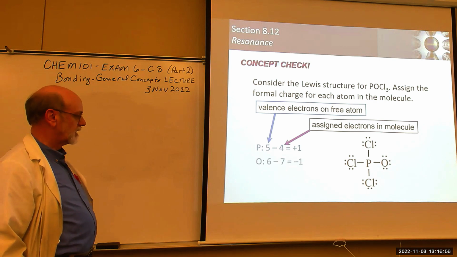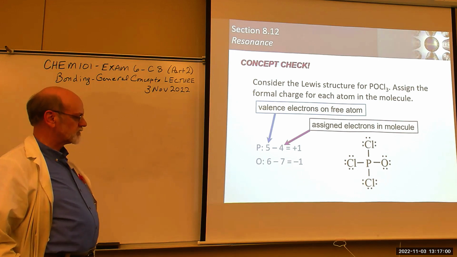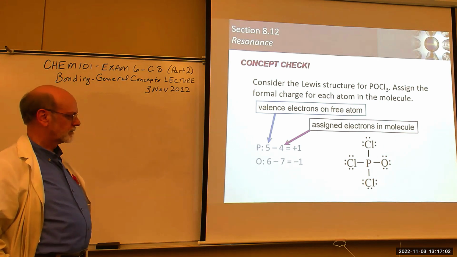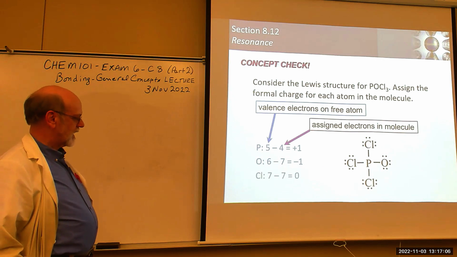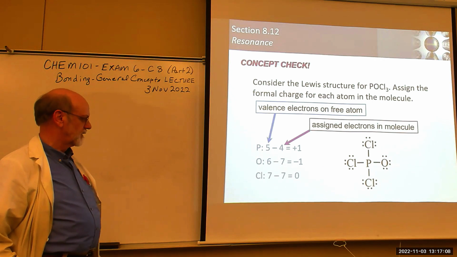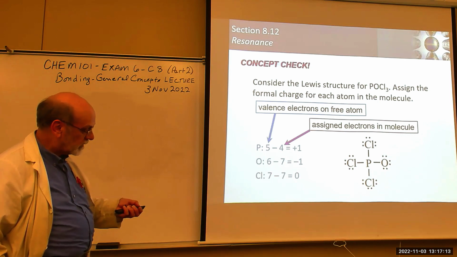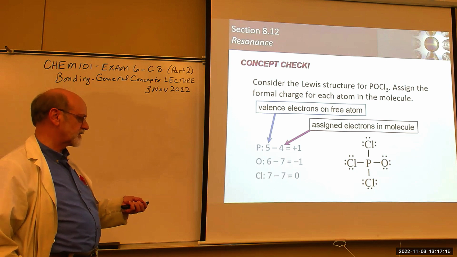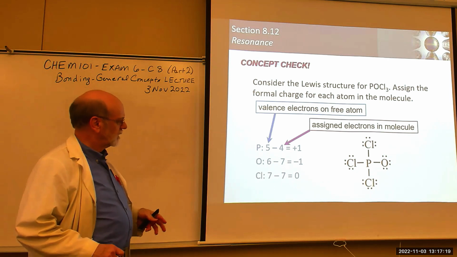Oxygen starts off with 6. In the molecule, it has 7. So it has a formal charge of -1. And chlorine is 6 plus 1, so it has 7. 7 minus 7 is 0. So chlorine is 0. We don't have to mess with that one.